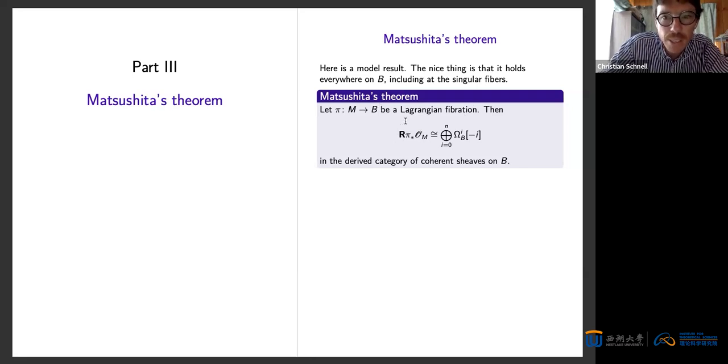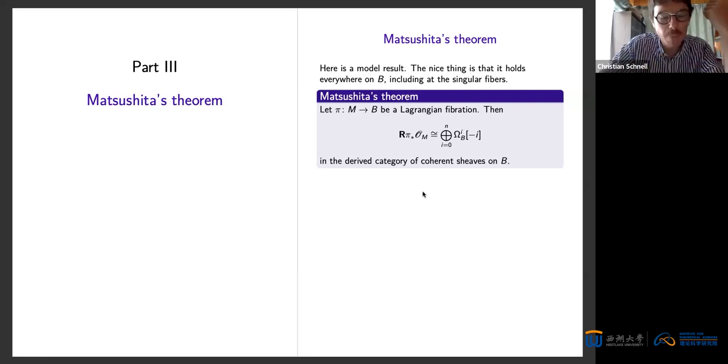And then Matsushita says that first, this splits into a sum of sheaves. And secondly, the sheaves that you get are actually the sheaves of holomorphic forms on the base. So this says, for example, the push forward of the structure sheaf is the structure sheaf. The R1 push forward, where you take H1 along the fibers, gives you the sheaf of one forms on the base, and so on.